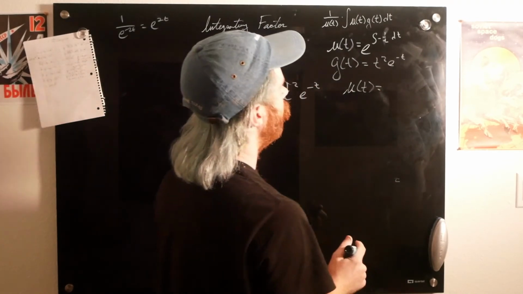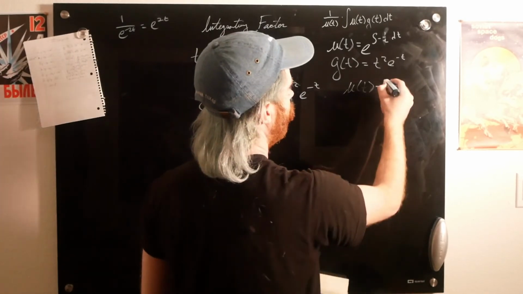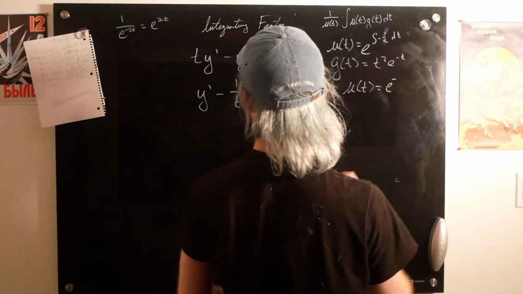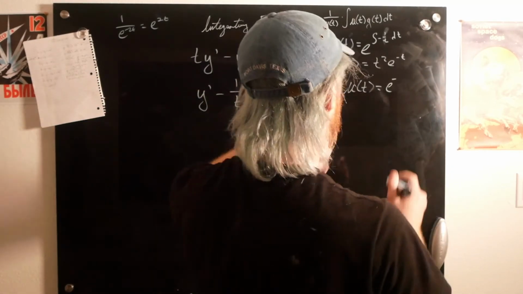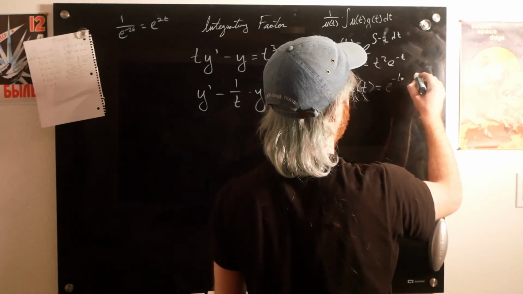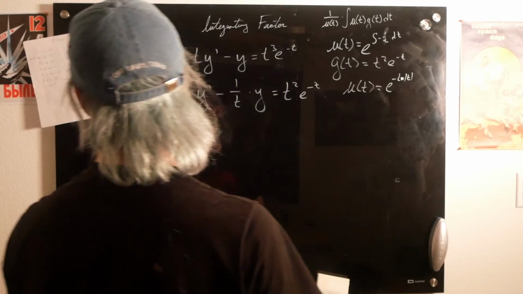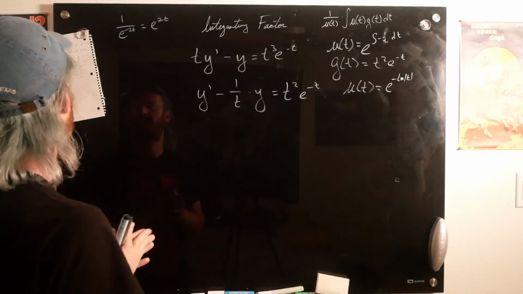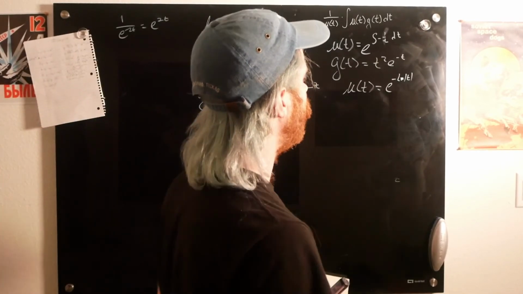So the integral of negative 1 over t is going to be negative natural log of t, so e to the negative natural log of t. And this can be the absolute value of t. I don't believe it specifies in the problem that t is greater than 0. So e to the negative natural log of t.